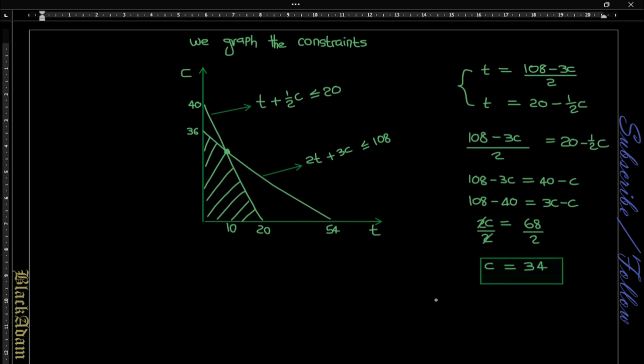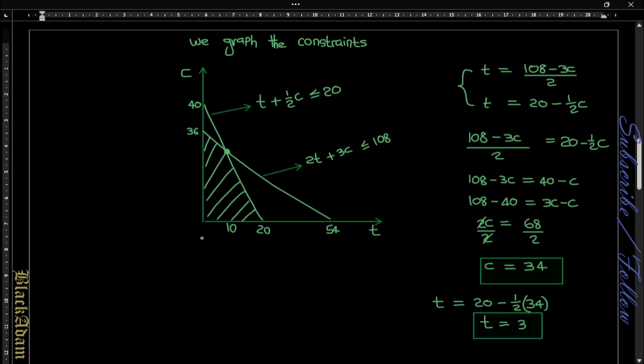So we know the value of c at the intersection: c is 34. So we have the equation t equals 20 minus half of 34. Half of 34 is 17, so 20 minus 17 gives us 3. So t is 3. Now we have our coordinates.